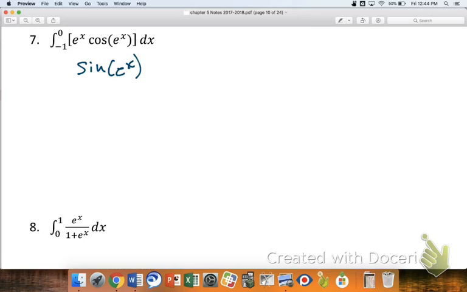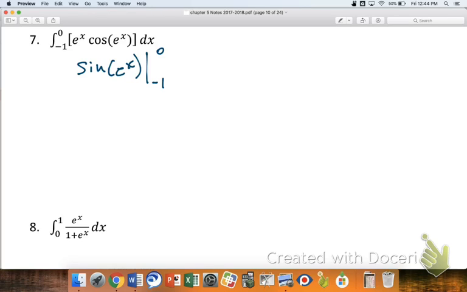You know how you could check this? Just do a derivative. What's the derivative of sine of e to the x? Wouldn't it be cosine of e to the x times the derivative of the inside? Oh, it worked, didn't it? It worked perfectly. So Luke's right. That's definitely our antiderivative. Now we've got to evaluate from negative 1 to 0.